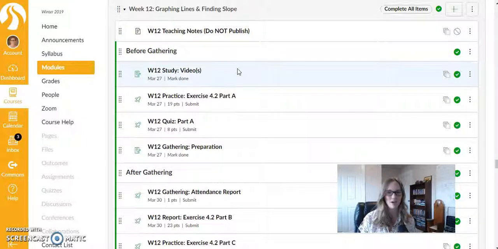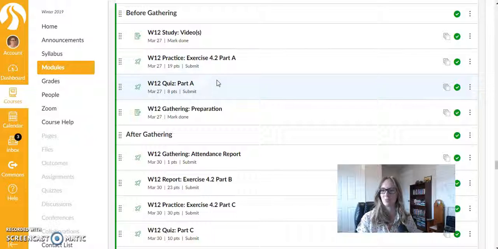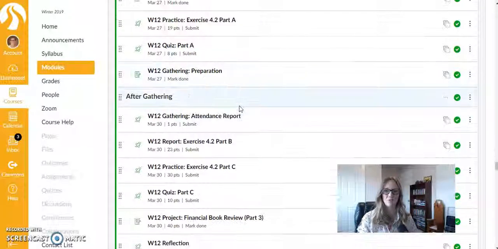And so we talked about graphs and charts last week and learned some about that. And now we're going to learn about how do we actually graph a line? How do we find the slope of a line and that kind of thing. And so assignments will be focused on that for this week.